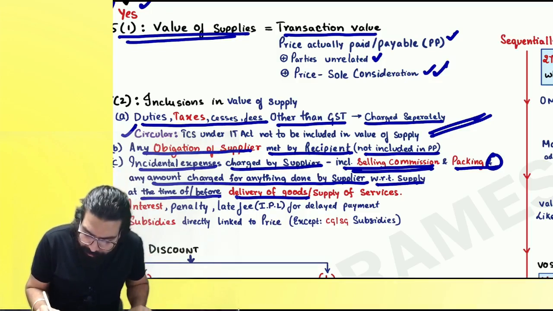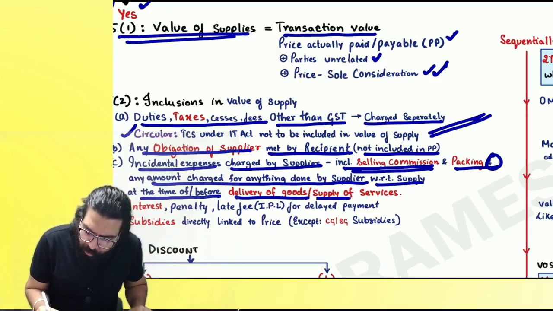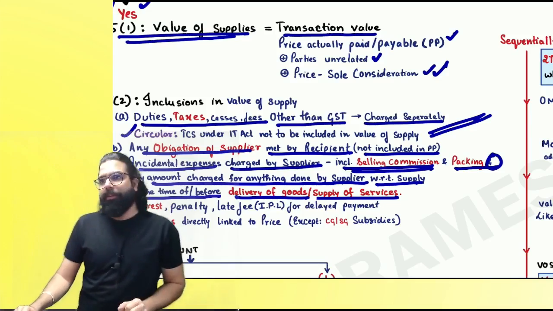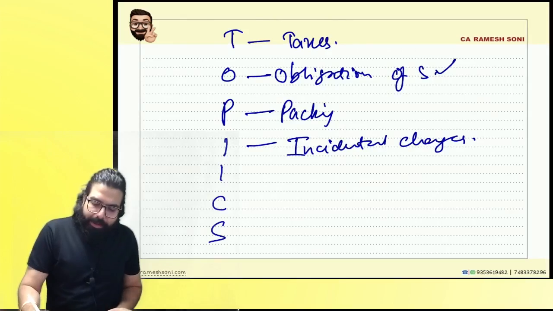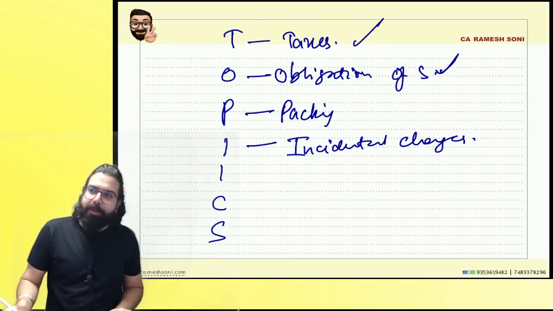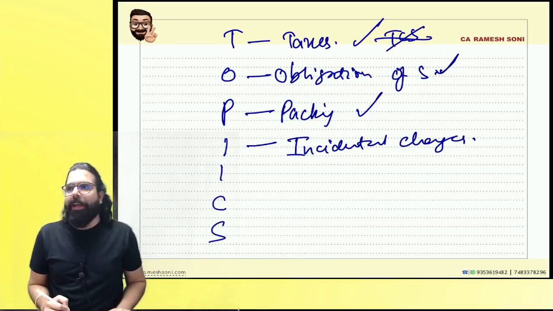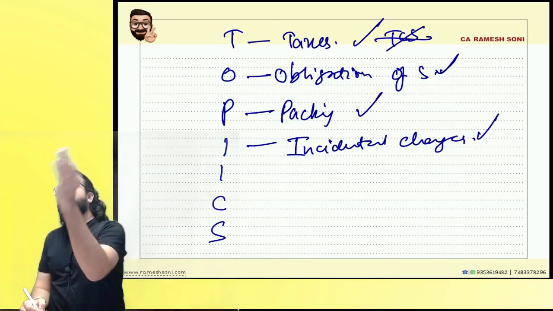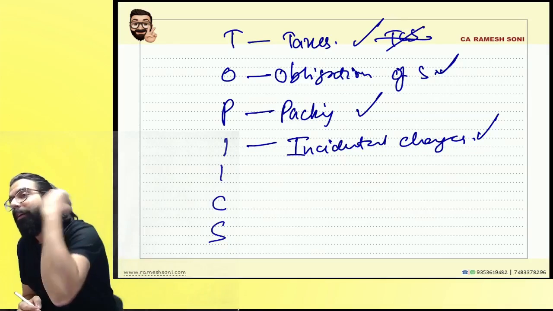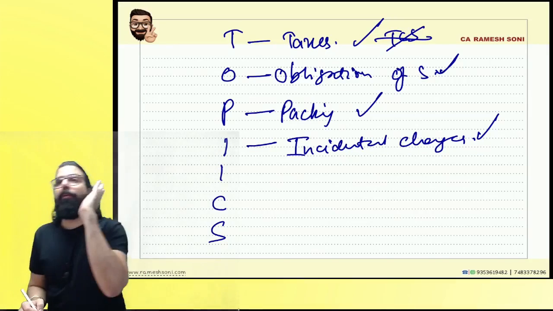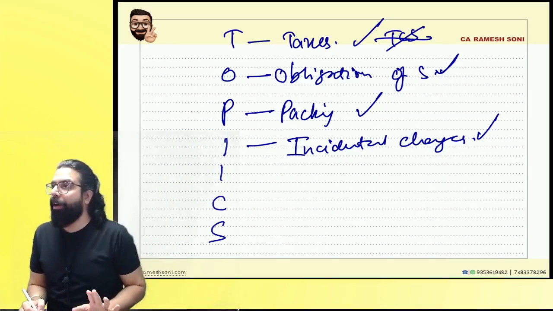The next one over here is anything charged for the delivery of goods or supply of service. So number one, I told you taxes. Number two, I told you obligation. Remember TCS will not be included. Number three, packing charges, incidental charges, and anything charged for anything done before or at the time of supply, not after the supply. Can I go ahead, everyone?